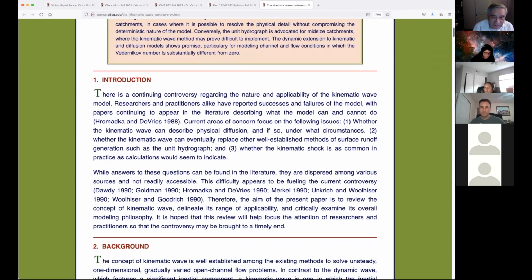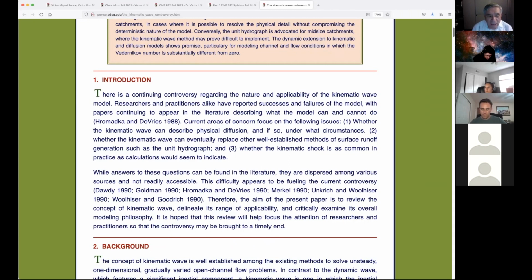Okay, so current areas of concern focus on the following issues: whether the kinematic wave can describe physical diffusion, and if so, under what circumstances. That's very important because the Army Corps had already messed up in the 80s when they talked about the diffusion of the kinematic wave. The kinematic wave is not supposed to have diffusion. If it does diffusion, then it is already a diffusion wave or diffusive wave. The Army Corps was wrong at the beginning of the 80s, but they later on fixed themselves up.